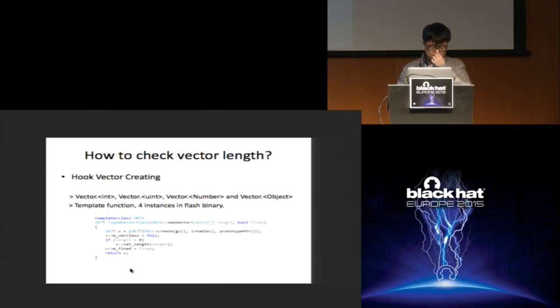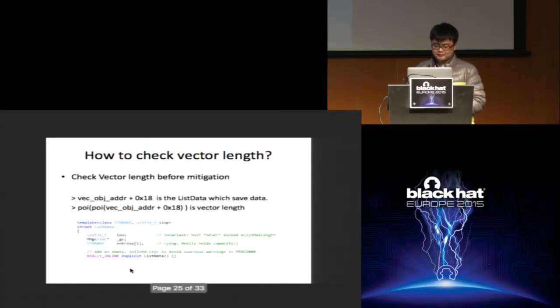So how to check the vector object length? I hooked the vector creating. There is a template function named new vector in the AVM Plus project, which creates kinds of vector objects. Because there are four types of vector objects in AVM2, there are four instances in the Flash binary. After hooking the vector creating, you can get the vector object address. So you can use this formula to get the vector length easily.